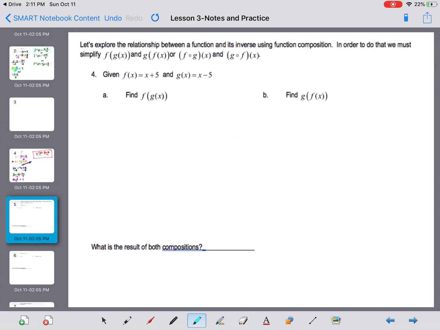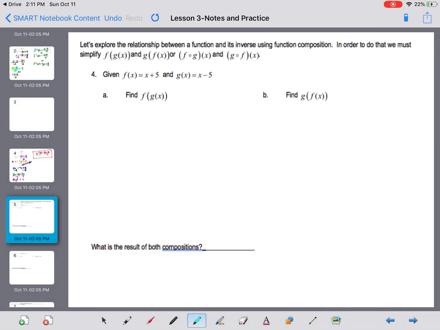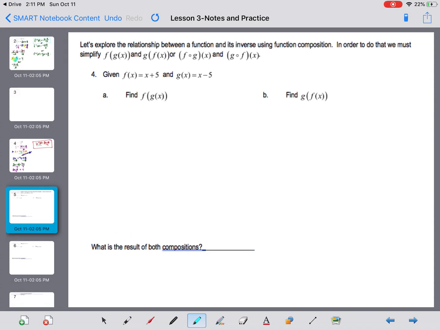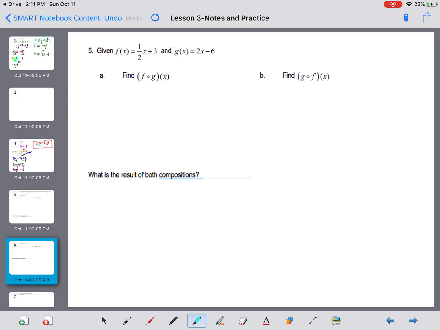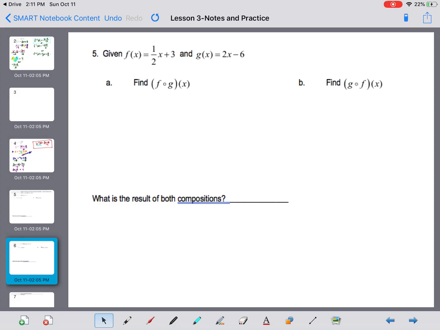So we're going to explore a relationship between a function and its inverse using function composition. So what we did last unit. In order to do this, we're going to find f of g of x and g of f of x, meaning we're going to take one function and plug it into the other, and then take the first function and plug it into the second function. We're going to take a look at this with problem 5. And 5, this is kind of that goofy notation.